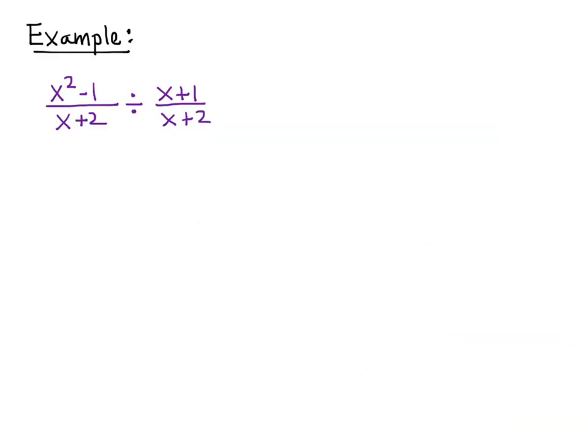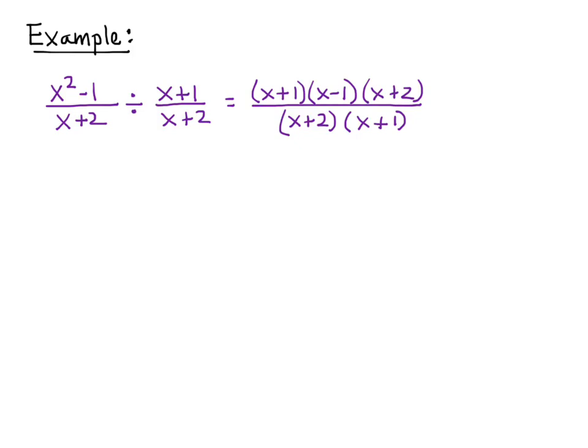All right, so let me take another example here. X squared minus 1 over x plus 2 divided by x plus 1 over x plus 2. Now, I'm doing two things at once here. The first thing I'm doing is I'm saying x squared minus 1 factors, and that goes to x plus 1 times x minus 1. And then I take the reciprocal of x plus 1 over x plus 2 and make it x plus 2 over x plus 1, and it's multiplying.